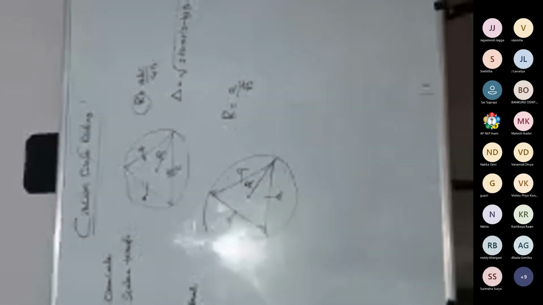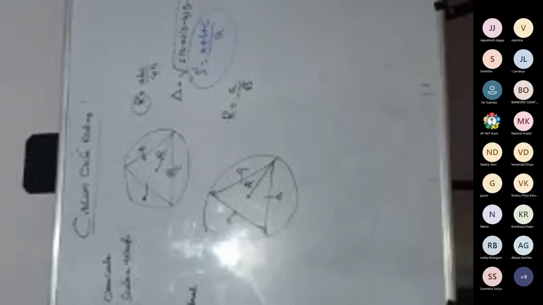Next, incircle radius. Please note down: for the scalene triangle, there is abc by 4 delta, where delta is nothing but Heron's formula, s into (s minus a) into (s minus b) into (s minus c), where s is equal to (a plus b plus c) by 2. That is the semi-perimeter. Everybody knows this, I told you earlier. Is it clear? So next one.